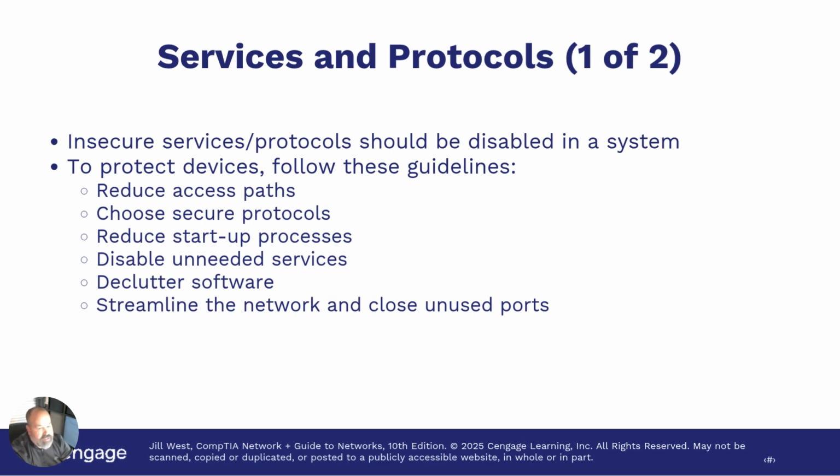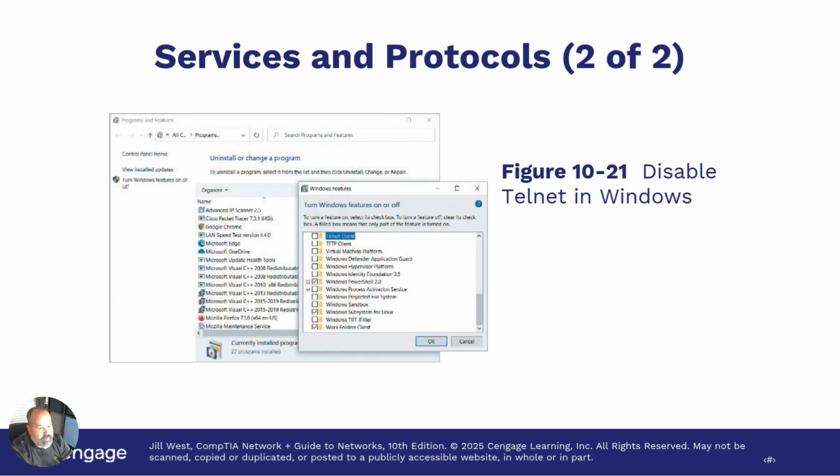To protect devices, disable unnecessary services and protocols. It's like closing windows you're not using. Why leave them open for burglars? Reduce access paths, choose secure protocols. HTTPS is good, HTTP is bad. Reduce startup processes. Your computer doesn't need to launch 47 things at startup. Disable unneeded services, declutter software, and close unused ports. Your network should be like a minimalist apartment. Only keep what you really, really need.